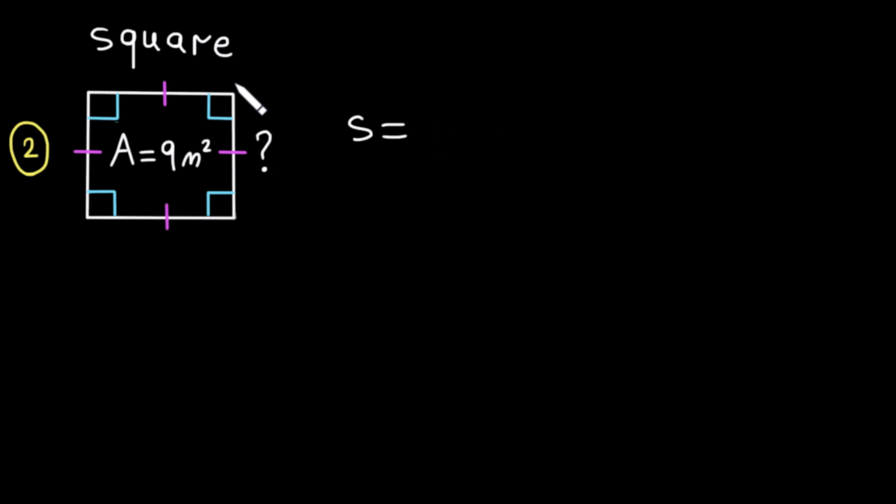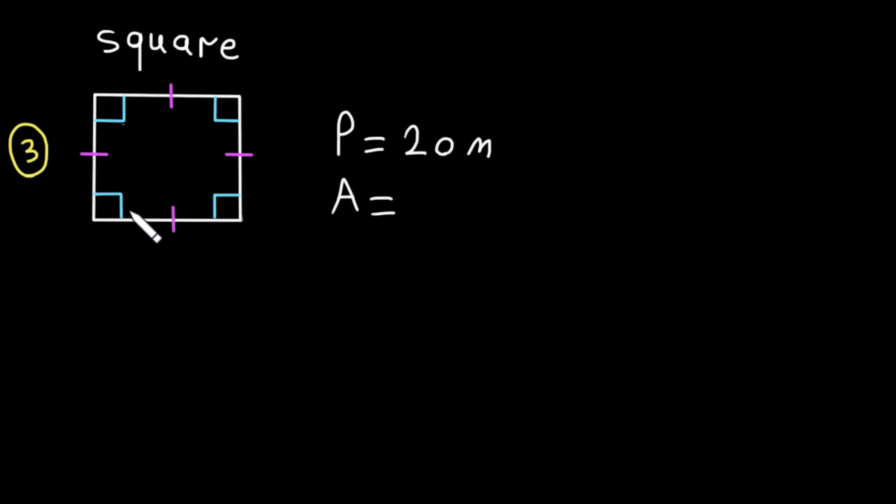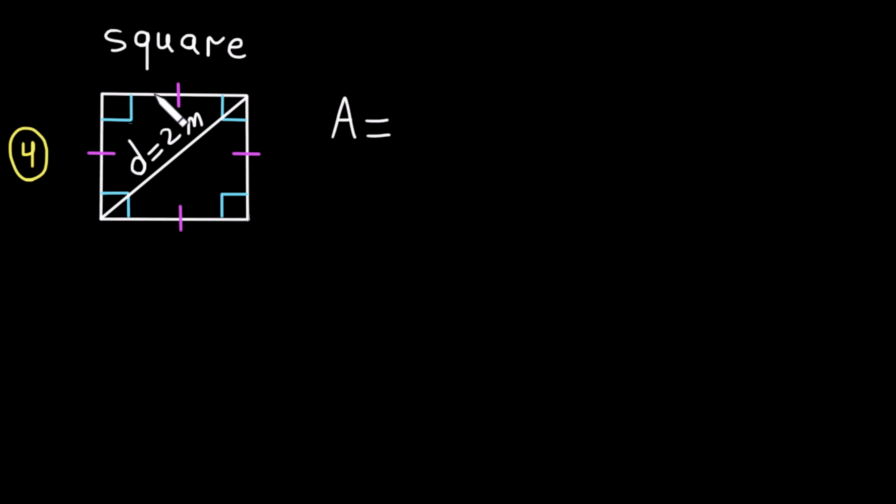The second example, we have a square and they give the area of the square. We want to find the side. The third example, we have a square and they give the perimeter of the square. We want to find the area. The fourth example, we have a square. They give the diagonal of the square. We want to find the area. These examples will help you understand the concept from different perspectives.